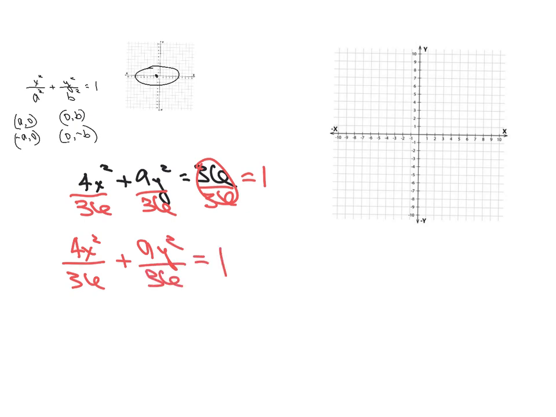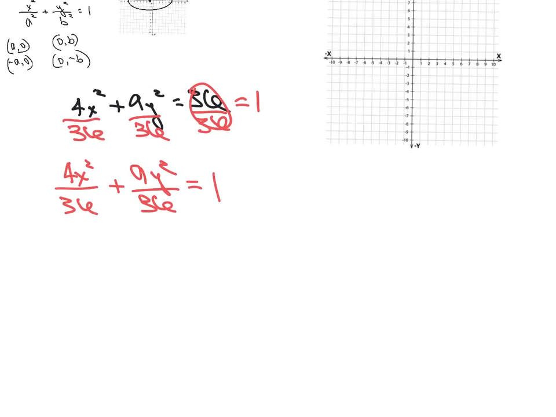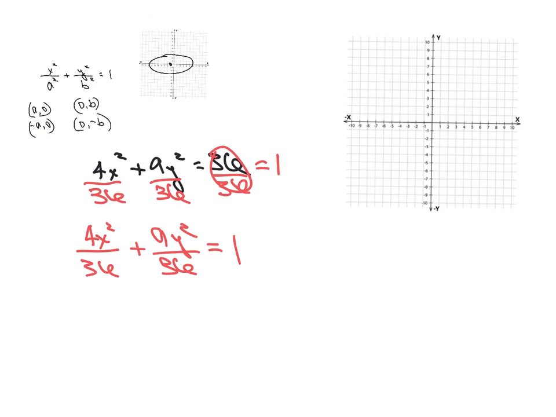Yay, we have a 1. Now we can look at our fractions that we have here, and we can reduce those. Just makes it a lot easier. So when we reduce, 4 over 36 is the same as 1 over 9. 9 over 36 is the same as 1 over 4. And that equals 1. So now we have it in the formula that we need to have it in, just like this, in order to find our 4 points.